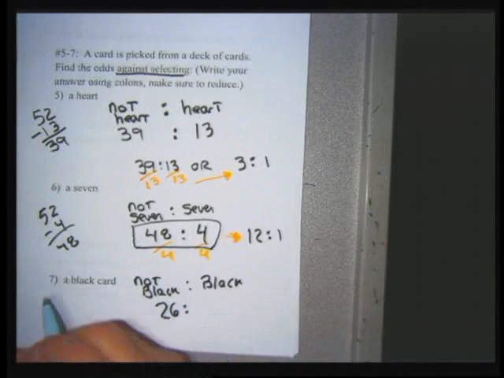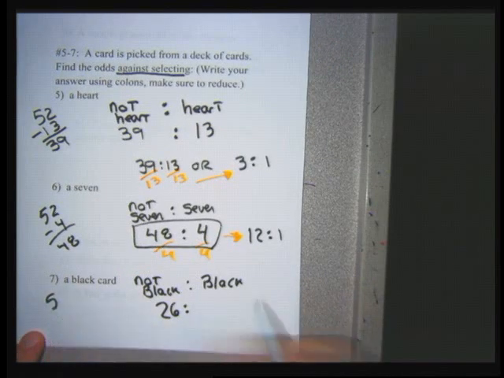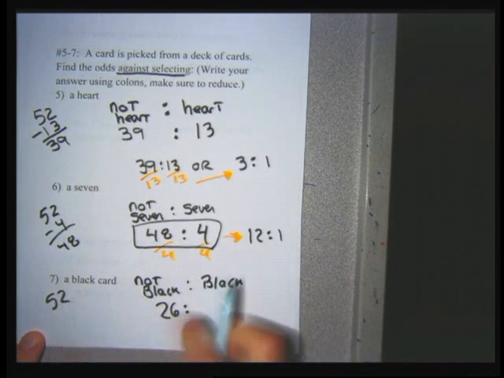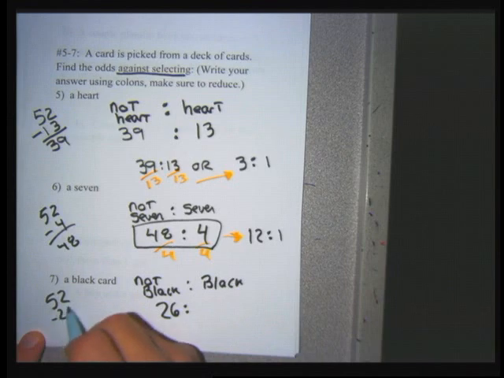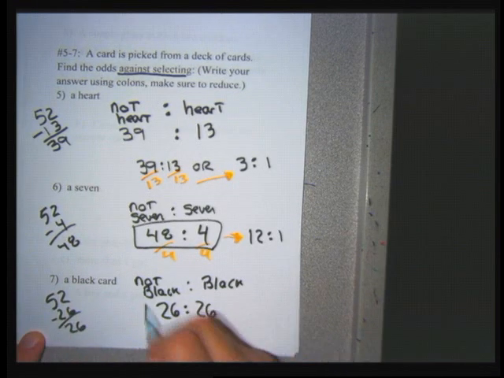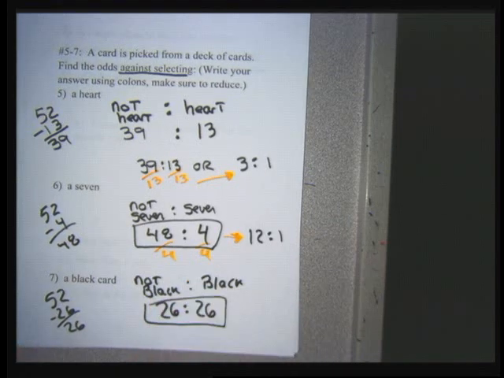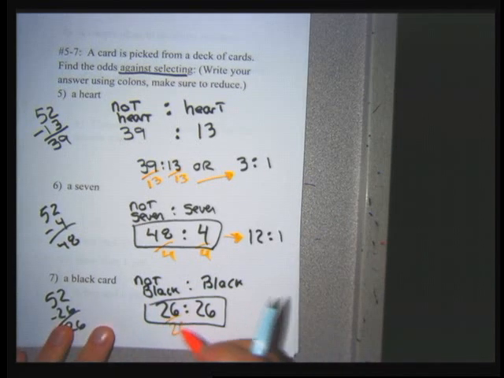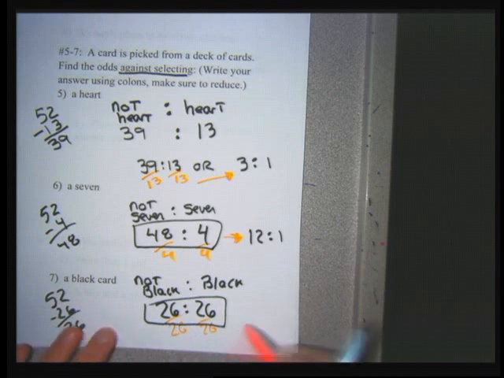And for the other side, well, there's 26 black cards, but I would take the 52 total cards minus the 26 that aren't black, and that will give me 26 that are black. So this would be an acceptable answer, or you can divide both of these by 26 and get 1:1.